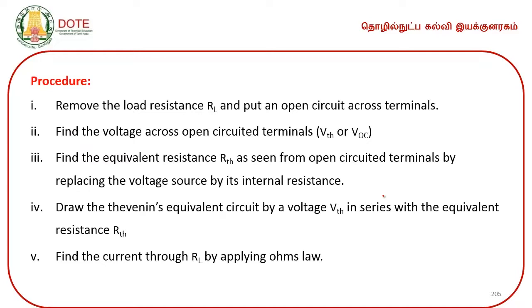Procedure: remove the load resistance RL and put an open circuit across the terminals. Number 2, find the voltage across the open circuited terminal VTH or VOC. Thirdly, find the equivalent resistance RTH as seen from open circuited terminals by replacing the voltage source by its internal resistance. Then draw the Thevenin's equivalent circuit by a voltage VTH in series with the equivalent resistance RTH. Finally, find the current through the load resistor RL by applying Ohm's law.